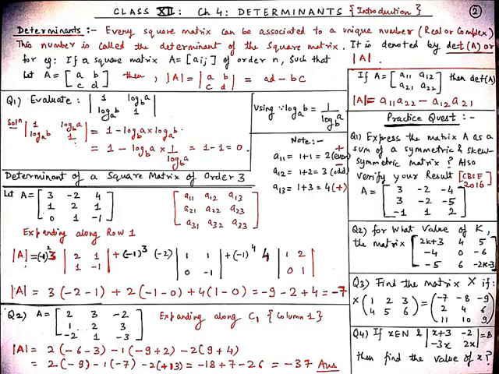And now students, listen and watch very carefully. As you can see, before 3 I have written minus 1 whole square. Before minus 2 I have written minus 1 to the power 3. So what does it mean?